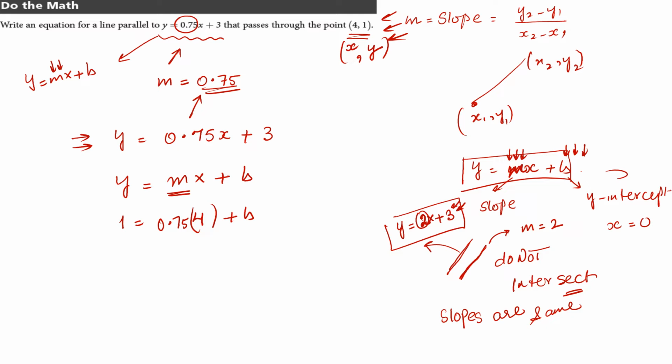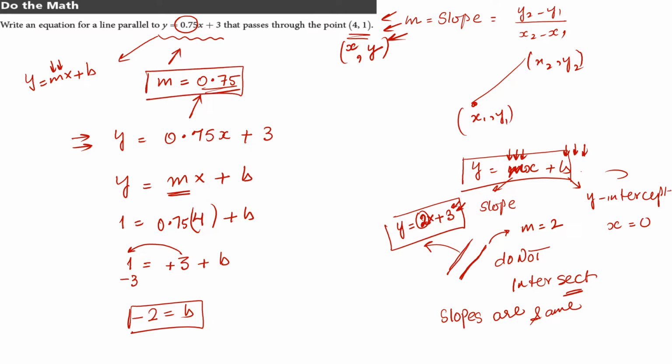Now if I multiply 0.75 times 4, it gives me 3, and here is the 1 equals 3 plus b. I need to find the y-intercept, meaning the value of b. Bring the 3 here. If plus 3 goes to the other side, it becomes minus 3. Now write in the calculator 1 minus 3, and it will give you negative 2, and this is the y-intercept. So you have the slope and you have the y-intercept. Just replace these in the actual equation of the line.